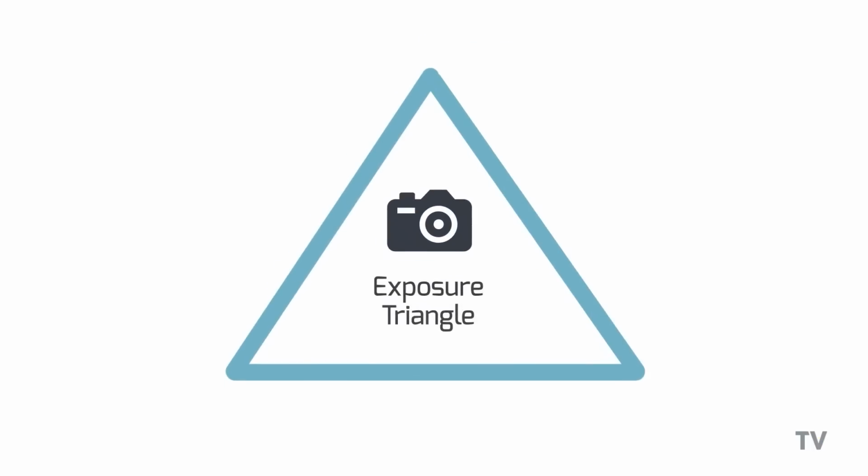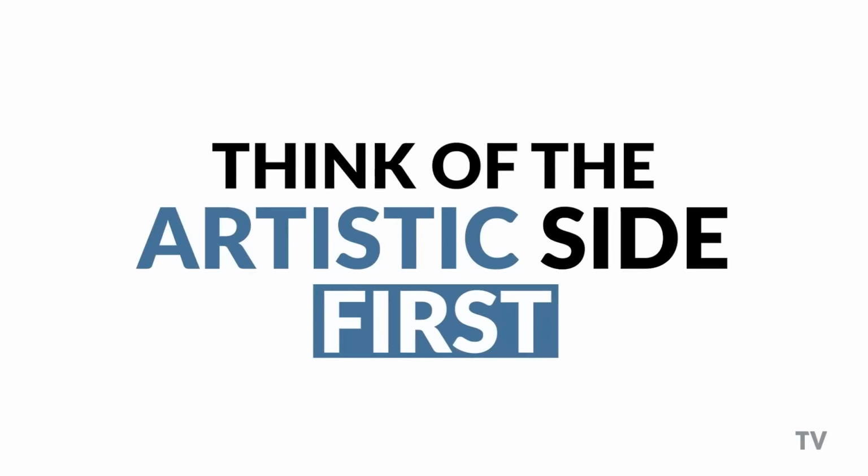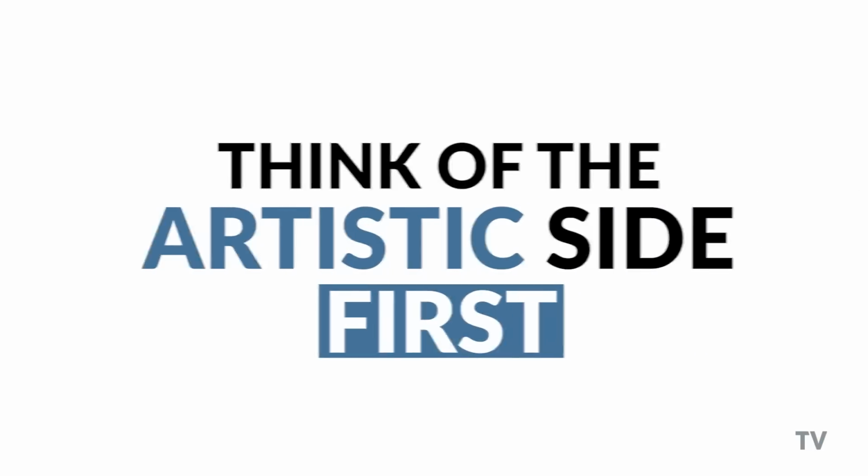When you're looking at the exposure triangle, you have your shutter speed, your aperture, your ISO. Of course, you already know that each of these controls the overall exposure, or that I would say is the technical side of each of these functions, right? But they also have an artistic side. And within this framework, it's pretty simple. All I want you to do is to think of the artistic side first. But what do I mean exactly?